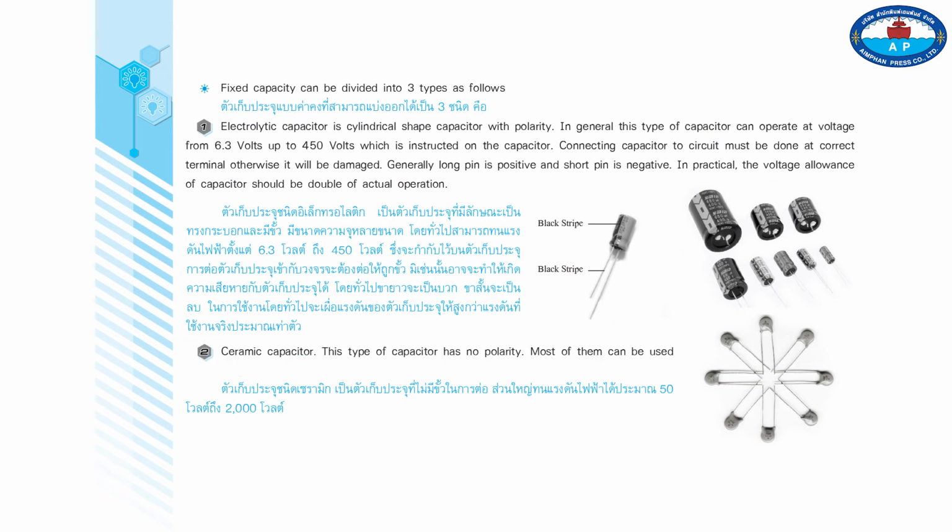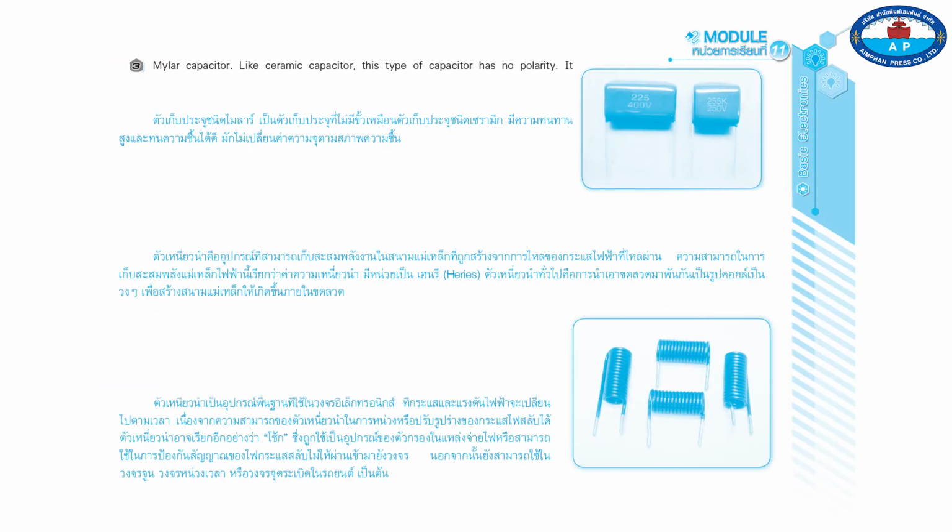2. Ceramic capacitor. This type of capacitor has no polarity. Most of them can be used in the range of 50 volts to 2000 volts. 3. Mylar capacitor. Like the ceramic capacitor, this type of capacitor has no polarity. It is robust and has good moisture resistance. The main feature of this capacitor is that it will hardly change its capacitance in moisture conditions.